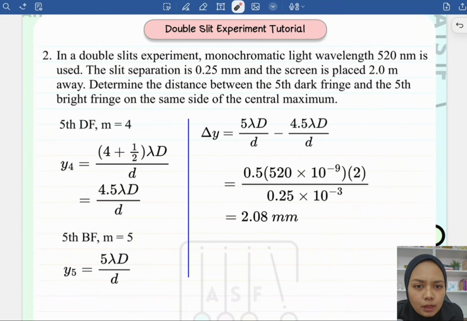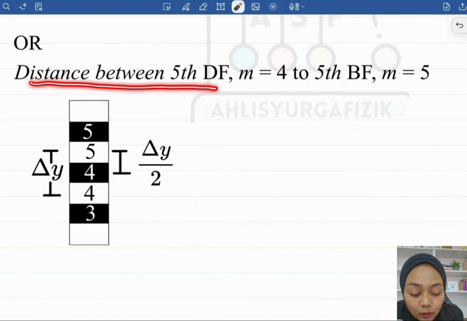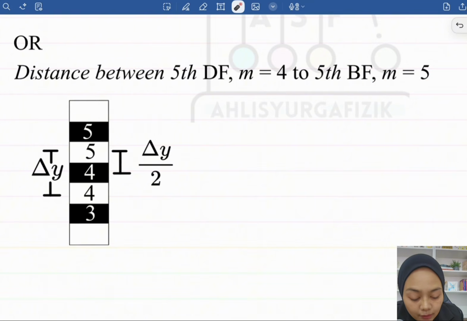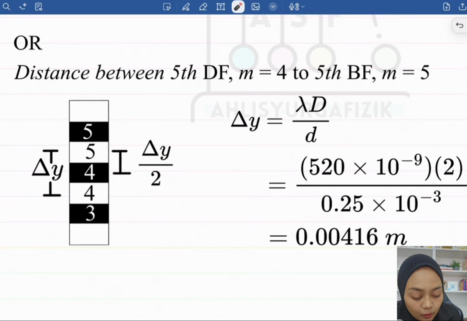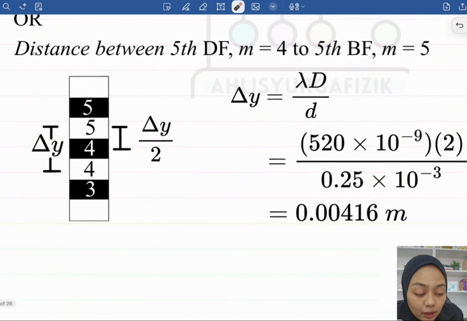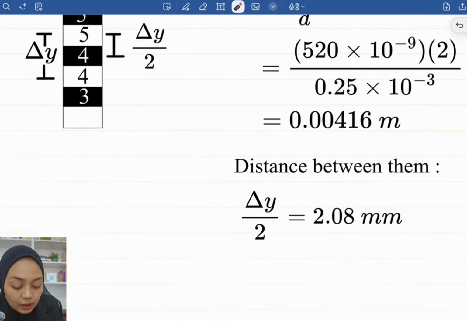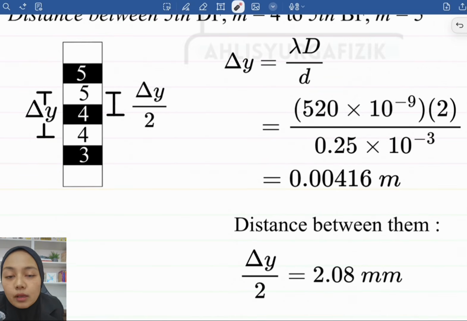If you want to do it another, easier way: the question is asking for the distance between the fifth dark fringe, which is m equals 4, this one, and the fifth bright fringe, which is m equals 5, this one. If the spacing between bright fringes is delta y, for sure this distance is half of the delta y itself. You know what I mean? So you just get the delta y first, which is 0.00416 meters, and then you just divide by 2. So the distance between them, you divide by 2, and you're going to get the same answer.